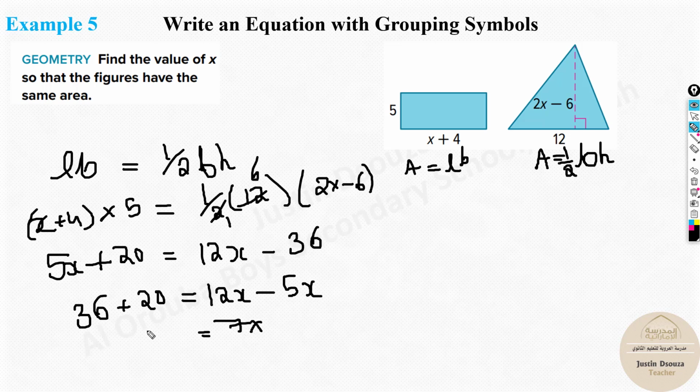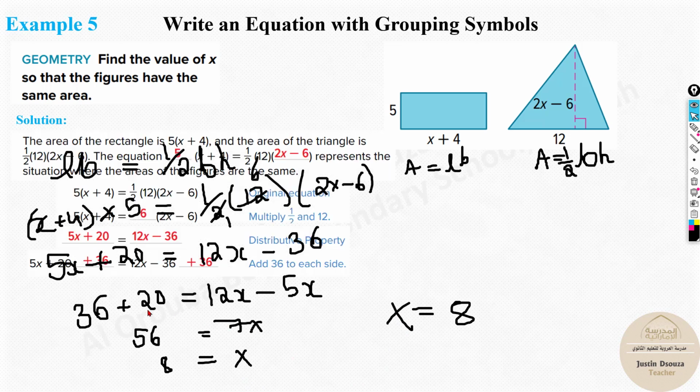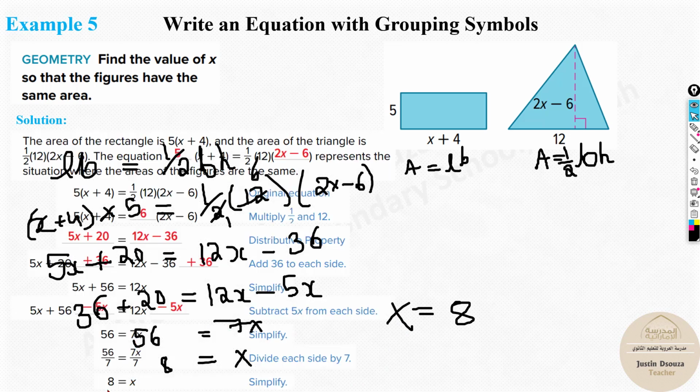Here it is 56. And 7 times 8 is 56. So the answer is 8, because you divide 7 on both the sides. 56 divided by 7, 7x divided by 7, you will have x and you will have 8 over here. So the value of x is 8. You can write 8 equals x or x equals 8. It is the same thing. So the final answer was 8.